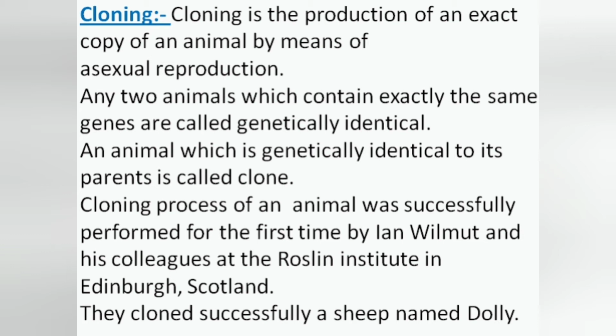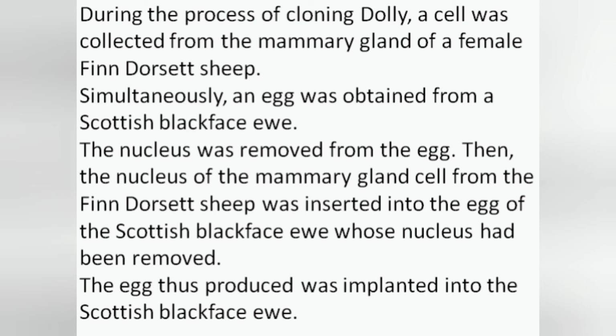The cloning process of an animal was successfully performed for the first time by Ian Wilmut and his colleagues at the Roslin Institute in Edinburgh, Scotland. They successfully cloned a sheep named Dolly. During the process of cloning Dolly, a cell was collected from the mammary gland of a female Finn Dorset sheep. Simultaneously, an egg was obtained from a Scottish Blackface ewe.